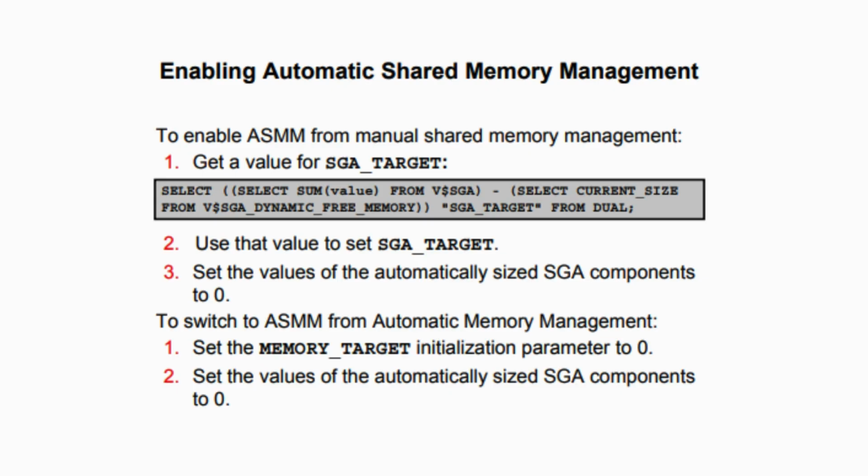To switch to ASMM from automatic memory management, 1. Set the memory_target initialization parameter to 0. 2. Set the values of the automatically sized SGA components to 0.